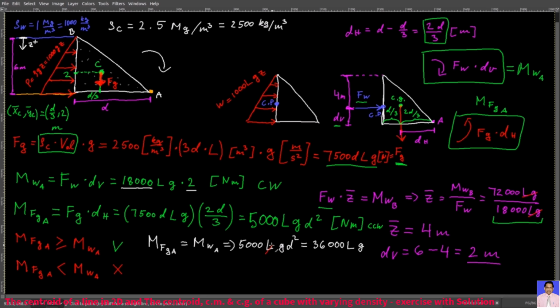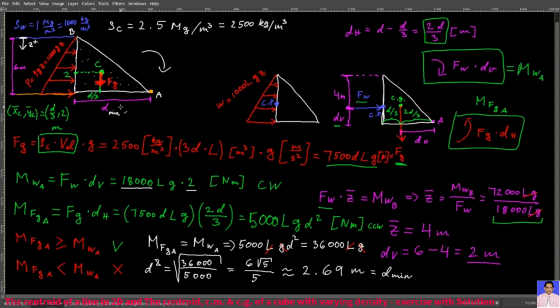Now we can cancel out the L's and also the G's, and so you will have D squared equals 36,000 over 5,000. In other words, D equals square root of that, which is 6 times square root of 5 over 5, and that's approximately 2.69 meters. And there you go. You have found the minimum distance that will still keep this dam in place.